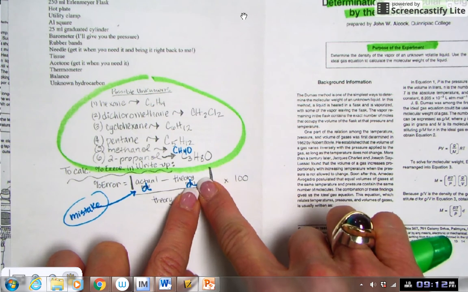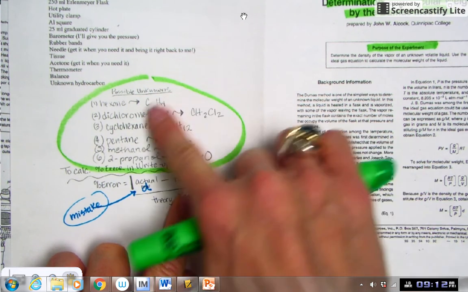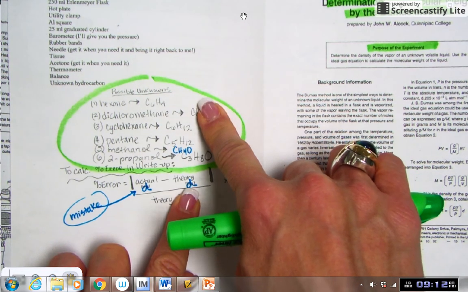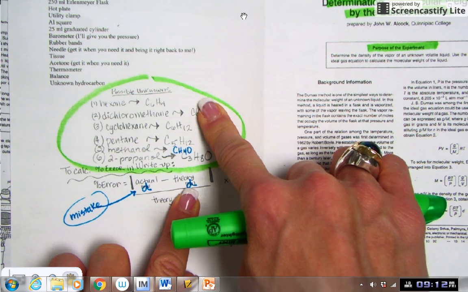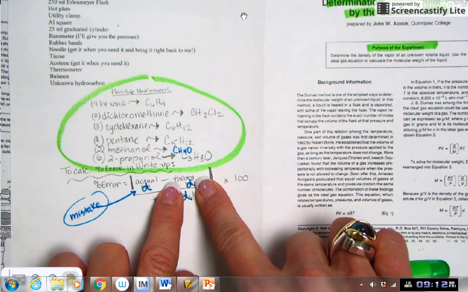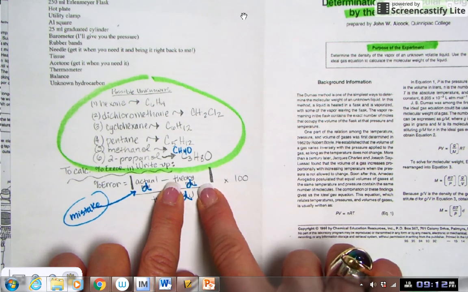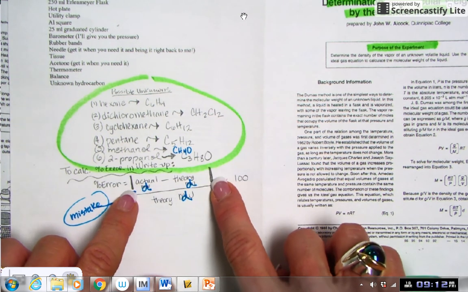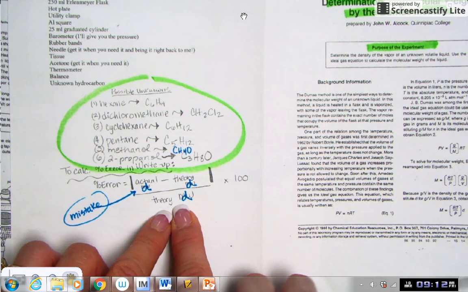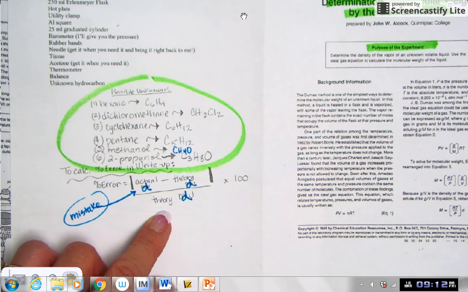The theoretical would be whichever of these unknowns' molar masses is closest to your experimental molar mass. That's what you'll plug in for theoretical. So you decide on which one is the closest, and that's what you plug in for your theoretical molar mass. Subtract and take the absolute value, then divide by your theoretical, then multiply by 100.